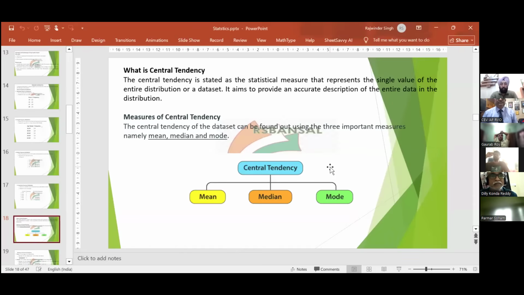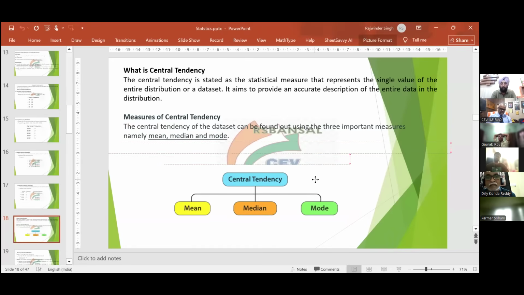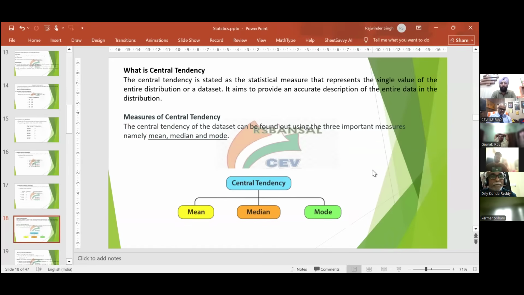And the next thing, which as a valuer you are supposed to be conversant with, and which is very important, is three things: mean, median, and mode. Basically, it is under the heading of central tendency. Central tendency is stated as the statistical measure that represents the single value of the entire distribution of a data set. For that, you have to find out mean, median, and mode.